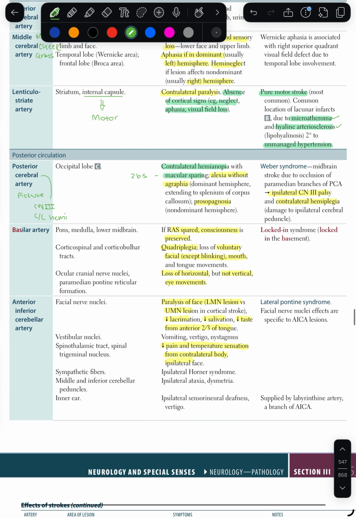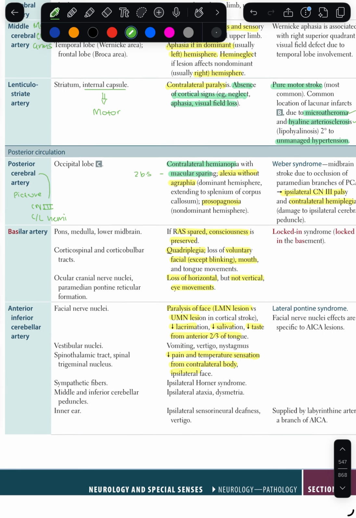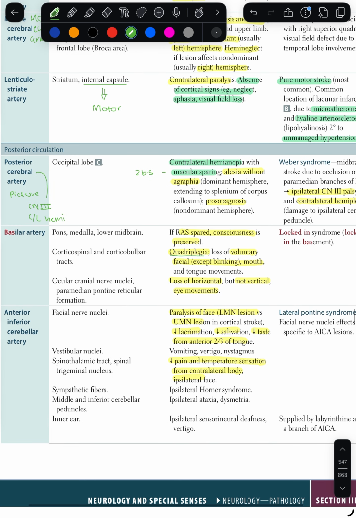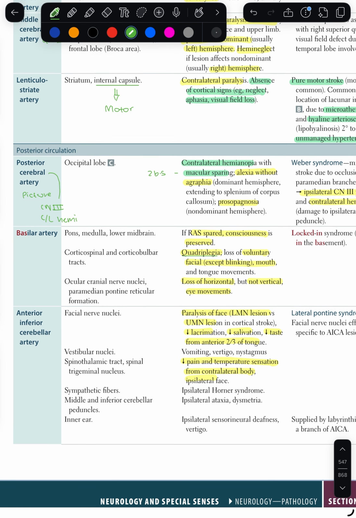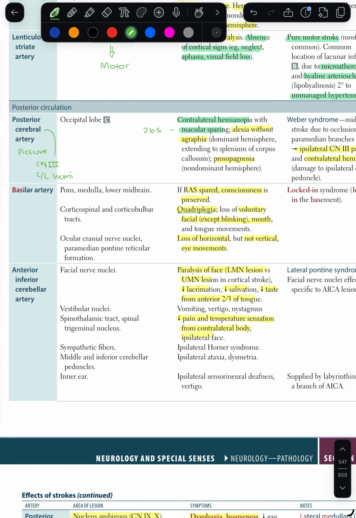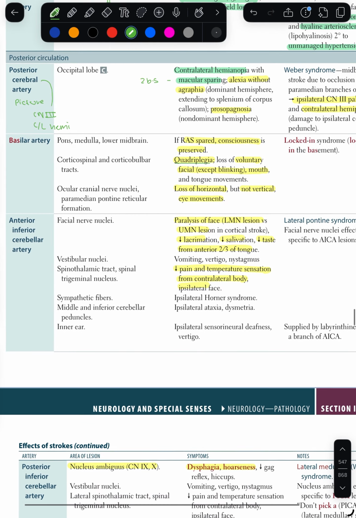Coming to the basilar artery, it's already written that it's locked-in syndrome. What's most important here is quadriplegia, that you should know. It's loss of all the four motor cortices, and leads to motor defects in the upper and the lower limb along with the torso. The patient is conscious if the RAS is preserved, and there is a loss of horizontal eye movement but there is no vertical eye movement.